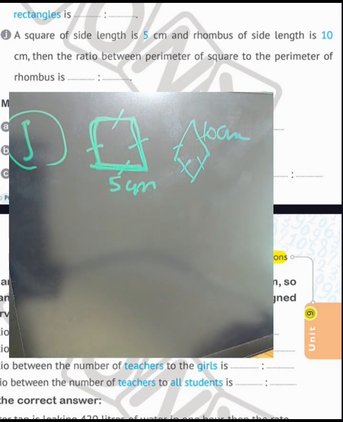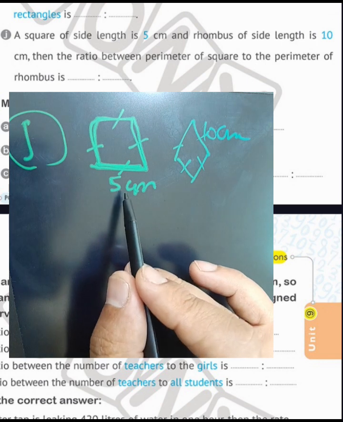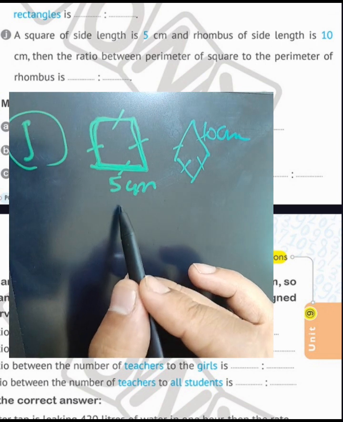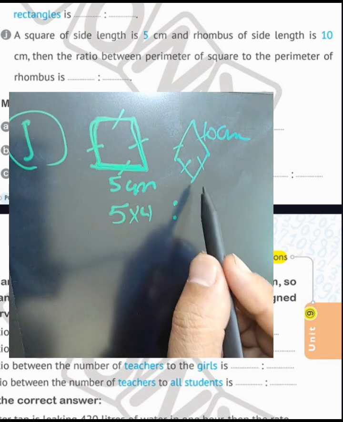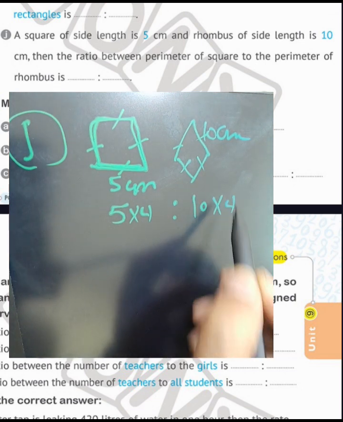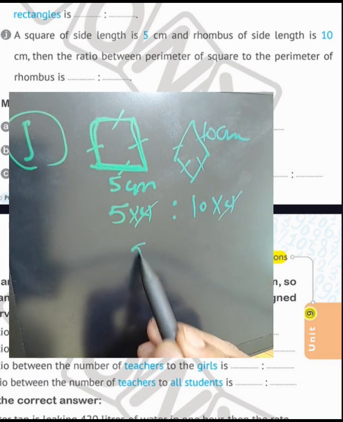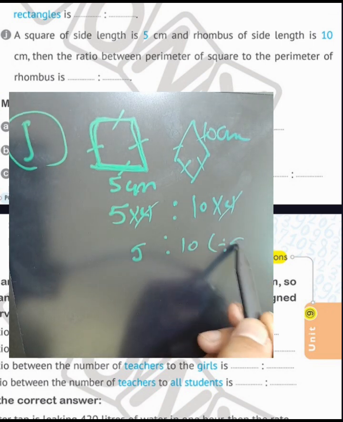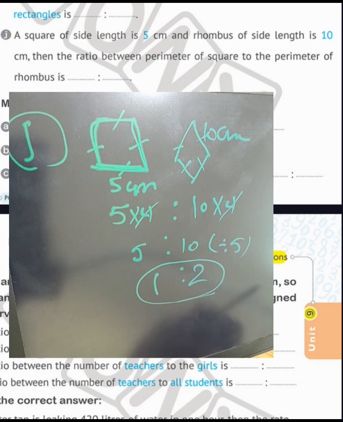Then the ratio between the perimeter of the square to the perimeter of the rhombus. We can find the ratio between them. It will be side by side because the perimeter equals 5 times 4. The perimeter of the rhombus will be 10 times 4. Then we can simplify it by dividing by 4, two numbers in the ratio 5 to 10, and then you can divide it by 5 to simplify it. 5 divided by 5 equals 1, and 10 divided by 5 equals 2, then the result will be 1 to 2.